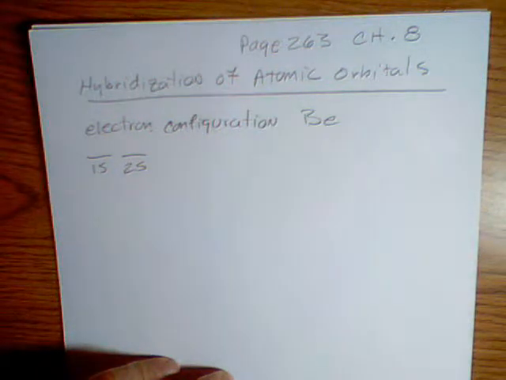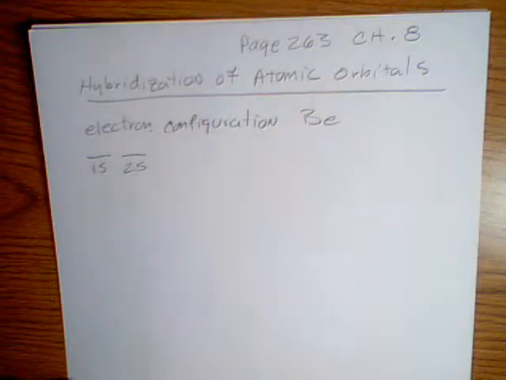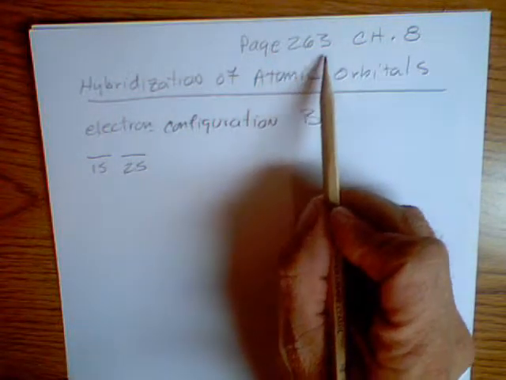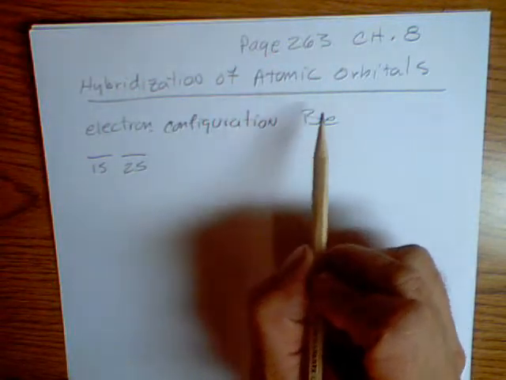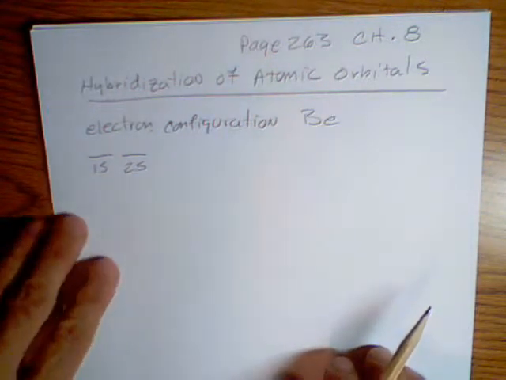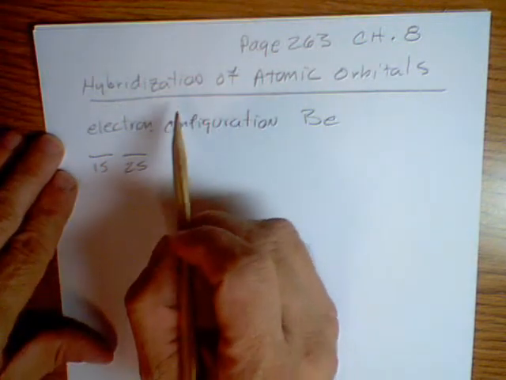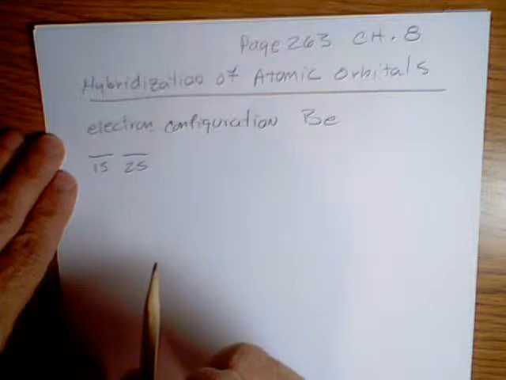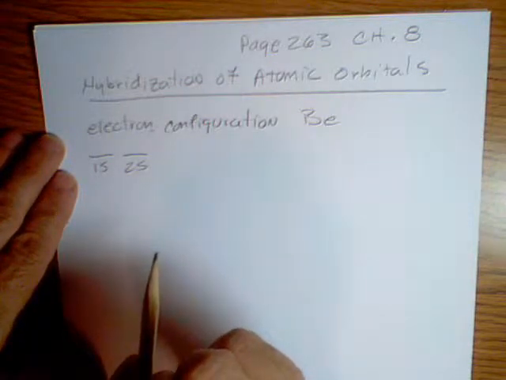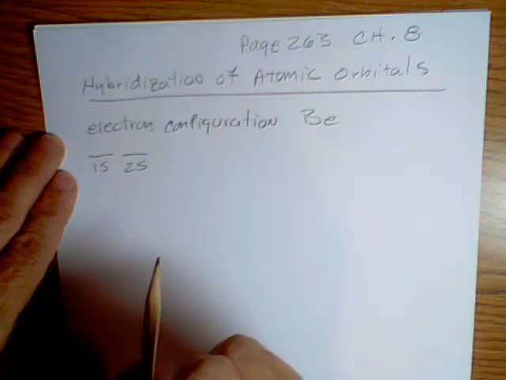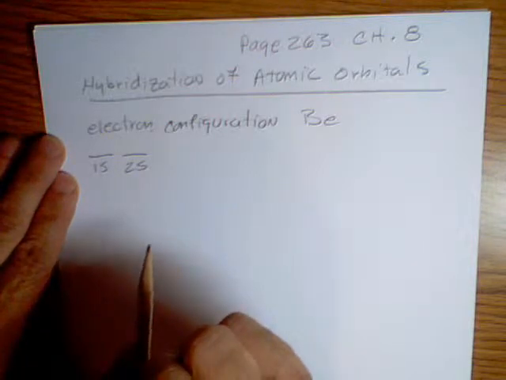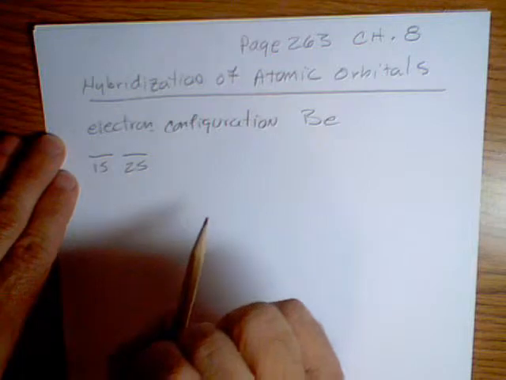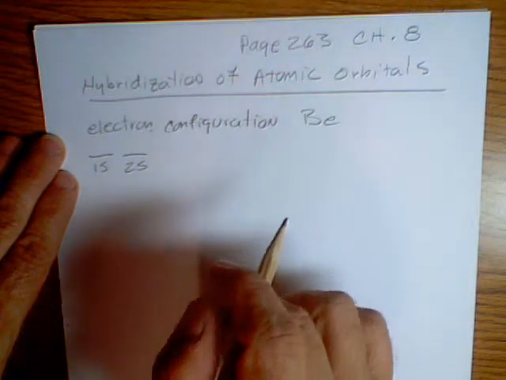Chemistry students, Mr. Rosentes here, and I'm talking about Chapter 8, page 263, hybridization of atomic orbitals. The term hybridization should be familiar to us. When you take two different things and you blend them, you make a hybrid. And what we're going to hybridize are orbitals. We're going to hybridize S and P orbitals basically in this chapter.